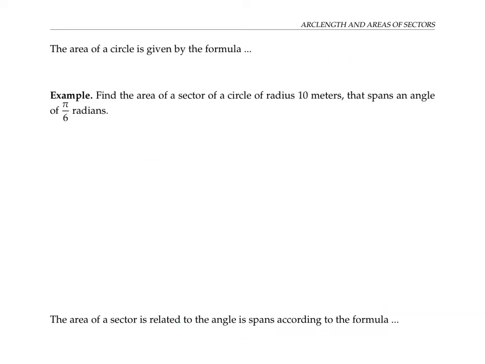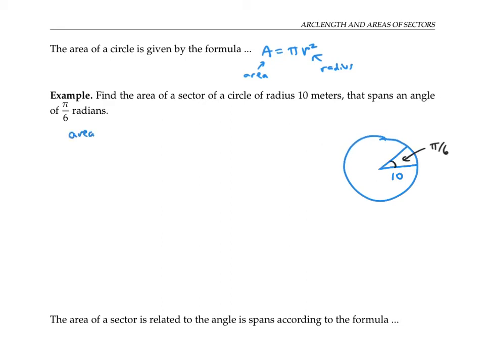The area of a circle is given by the formula pi r squared, where r is the radius. Let's use that fact to find the area of the sector of a circle of radius 10 meters that spans an angle of pi over 6 radians. We know that the total area of the circle is given by pi times 10 meters squared, or 100 pi meters squared. But we just want a fraction of that area to give us the area of our sector.